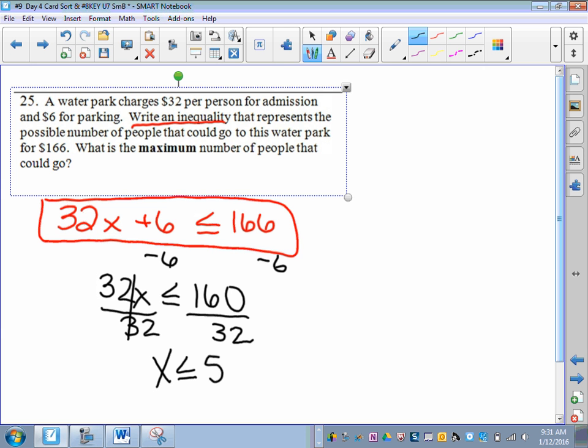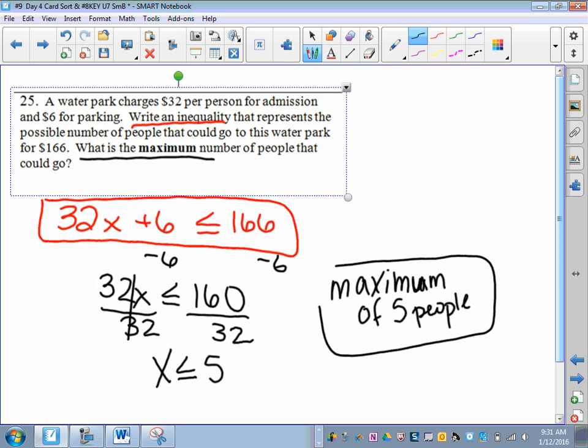So what's the maximum number of people that could go? 5, right. They ask you what is the maximum, so you need to actually answer that. You can't just leave it here. Maximum of 5 people. Done.